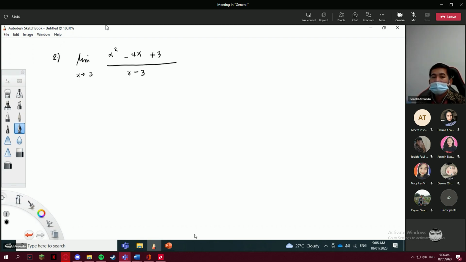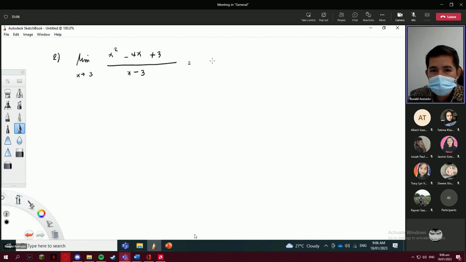But find ways in order for us to solve the limit of the given problem. Hindi lang siya mag-stop doon sa 0/0. Maghahanap pa tayo ng paraan. And dito papasok ang factoring.